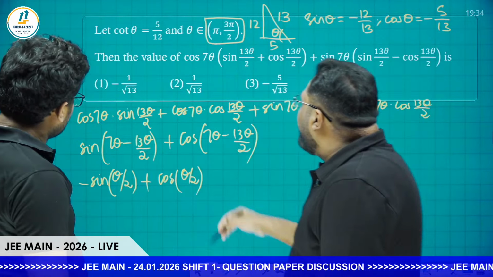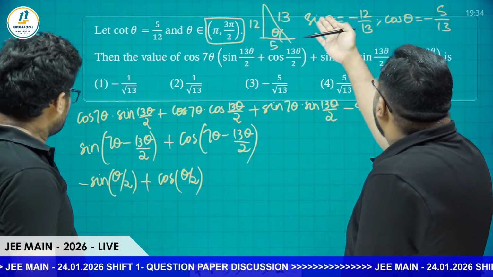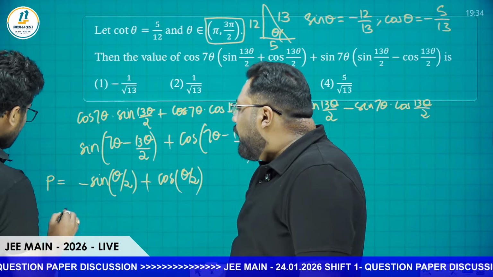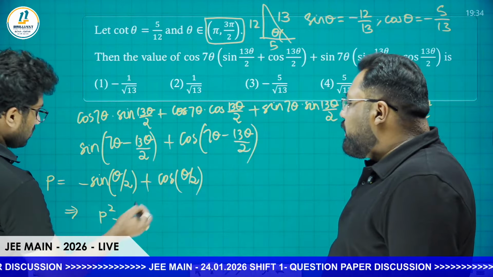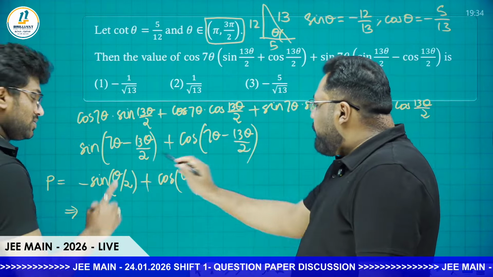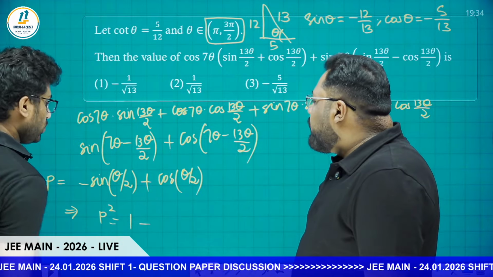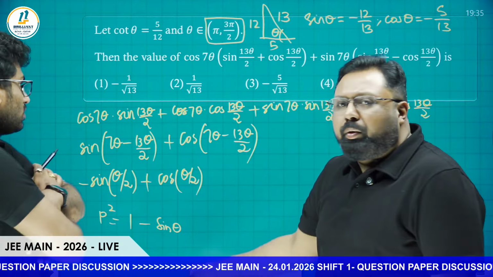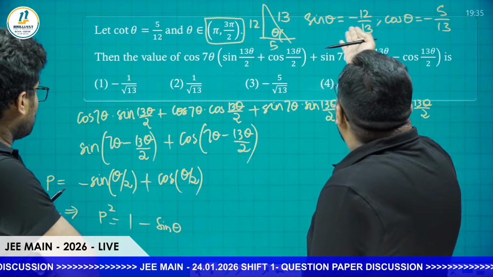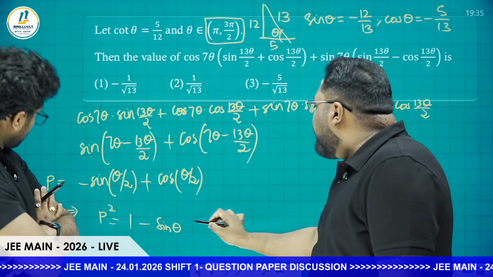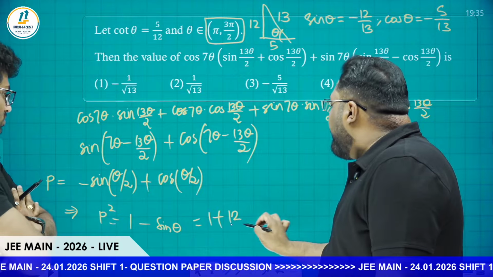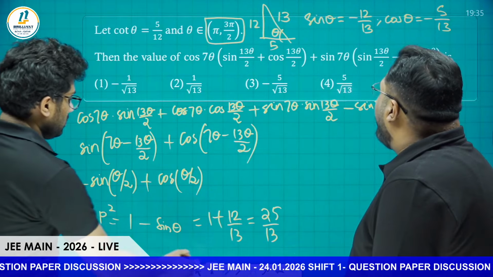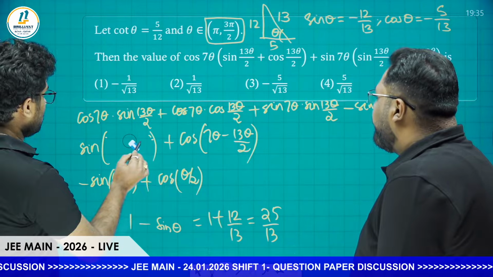But we have theta by 2, and we have to find with respect to theta, otherwise we can't do it. So let us call it by some name, P, and we can find P squared. P squared is equal to (A minus B) whole squared, which is A squared plus B squared, that is 1, minus 2AB, which is sin theta, because 2 sin theta by 2 cos theta by 2 is sin theta. And we have the value of sin theta, which is minus 12 by 13. So 1 plus 12 by 13 is equal to 25 by 13. That is P squared.